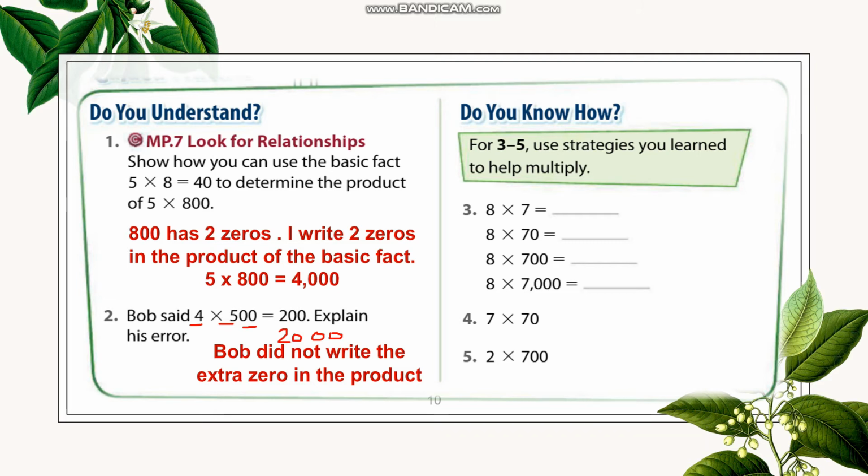Use strategies you learned to help multiply. 8 multiplied by 7 is 56, then 1 zero, that is 560. 8 multiplied by 7 is 56, then 2 zeros, that is 5,600. 8 multiplied by 7 is 56, then 3 zeros, that is 56,000. 7 multiplied by 70 is 490, and 2 multiplied by 700 is 1,400.